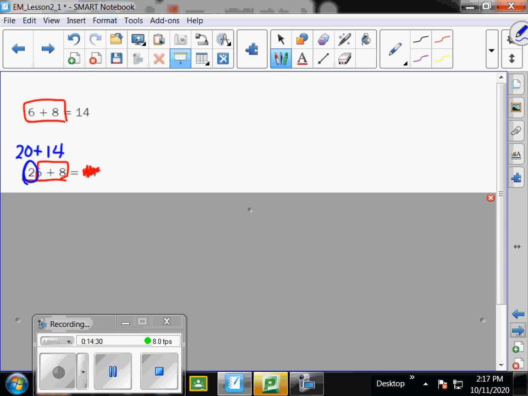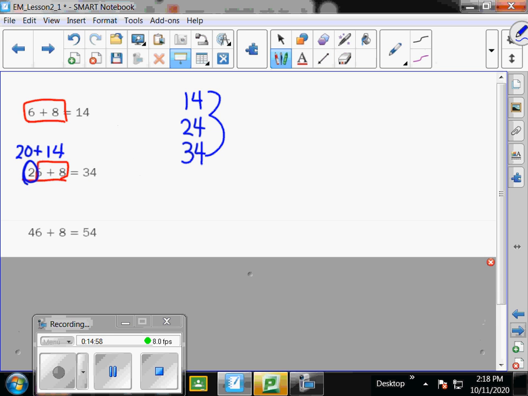At this point, we should be able to add on multiples of 10 very quickly and easily. Even thinking about our hundreds chart, when I have 14 and I'm adding on 2 more 10s, or adding on 20, so 14, 24, 34, right? That's like skipping down 2 tens on a hundreds chart. So my answer is 34. Okay. All right, now let's look at the next problem.